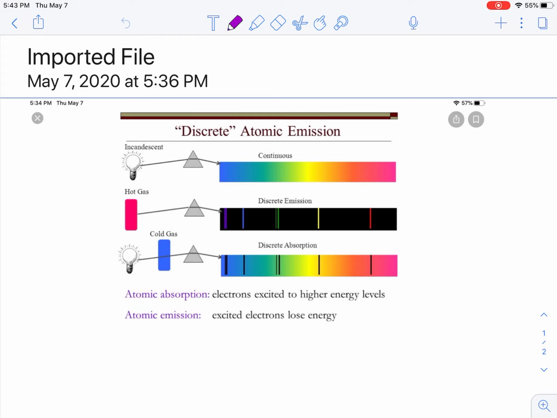So basically what happens is this: when you get something to emit light, let's say, for example, it's hydrogen gas, whatever that is, it doesn't make any difference. What's going to happen is that you have two different types of spectrums. You have an emission spectrum and you have an absorption spectrum.